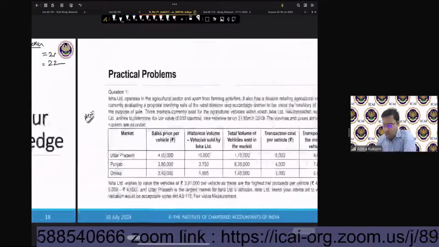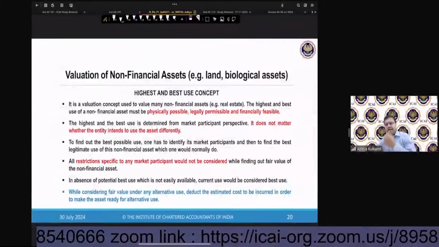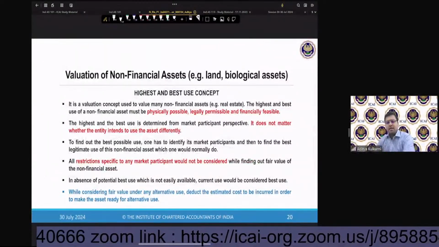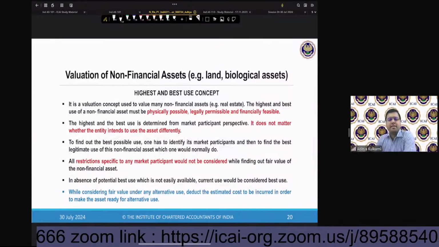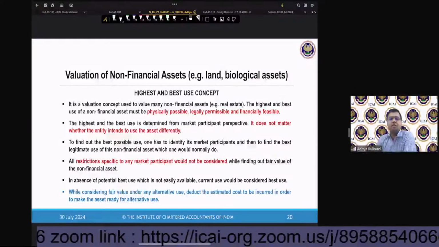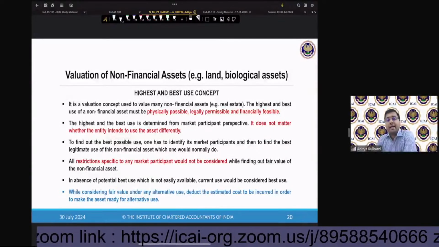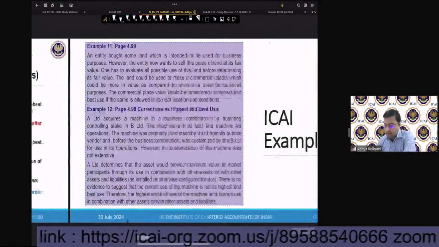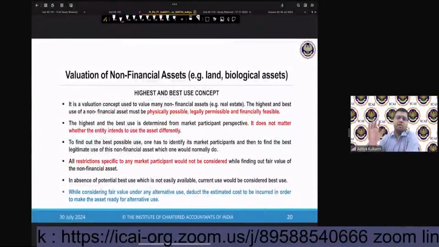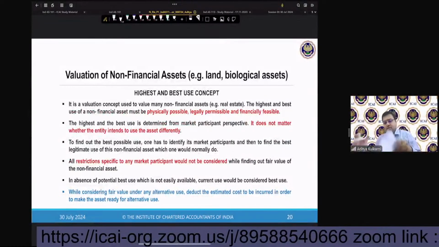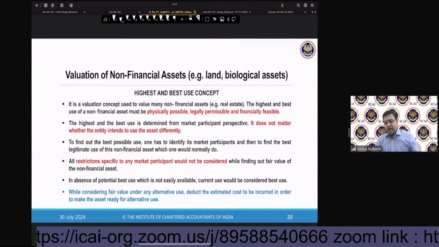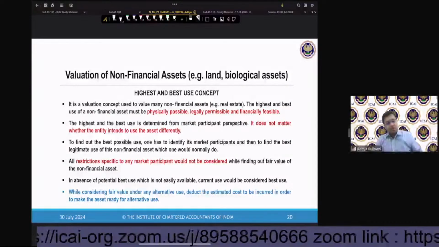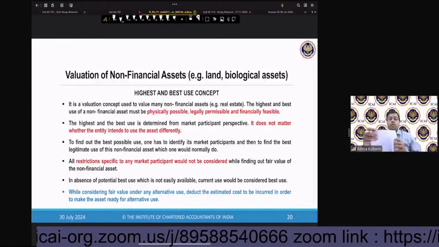All right. Now the problem is coming to non-financial assets valuation. See, financial assets is pretty simple because they are assets held for the purpose of getting cash. So you can easily value them. But the problem is with non-financial assets because there are multiple uses. I am really not sure what is the use that I am going to do with it.